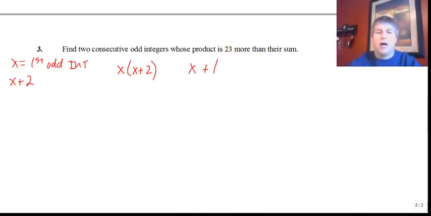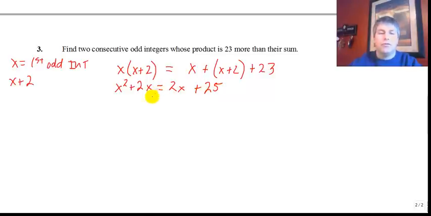So x plus x plus 2. So the product is 23 more than the sum. So if we add 23 to the sum, that will equal the product. So our equation: x times x plus 2 equals x plus x plus 2 plus 23. So x squared plus 2x equals, and x plus x is 2x, plus 25.